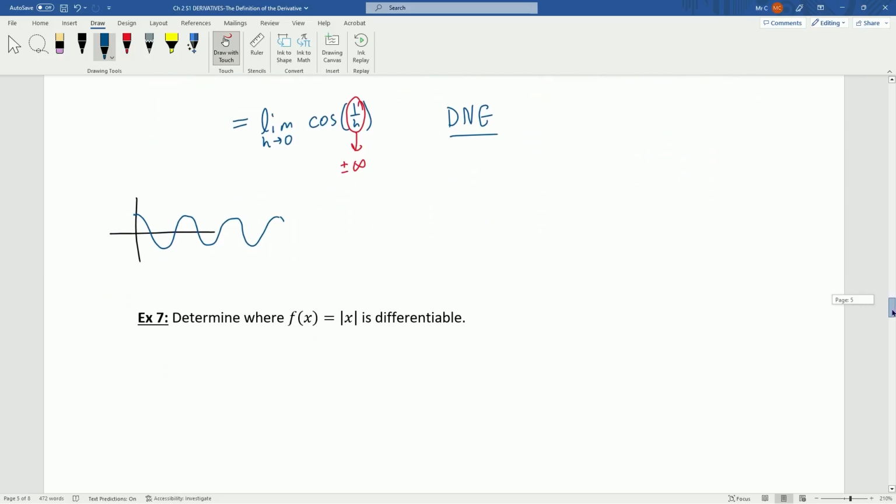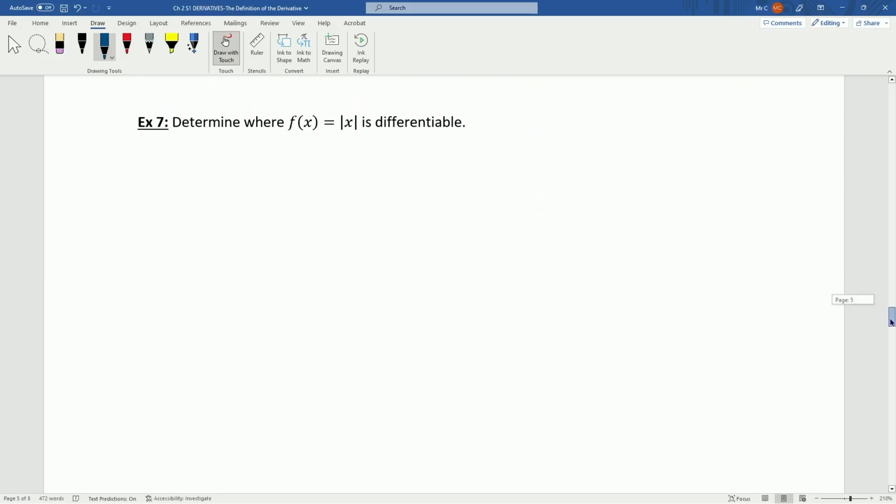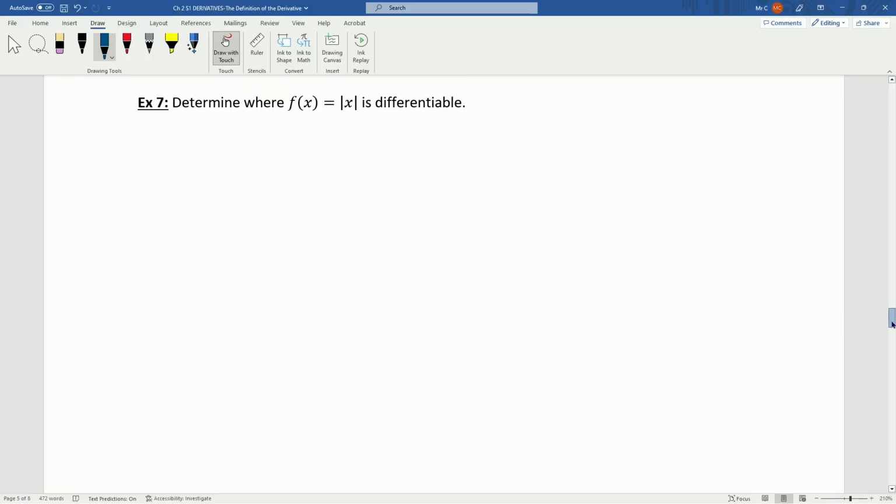Okay, so let's go ahead and take a look at this one. Determine where the function f of x equal to the absolute value of x is differentiable. Okay, so first of all, we got to recall that the absolute value of x is defined as a piecewise function, x if x is positive or 0, and negative x if x is negative.